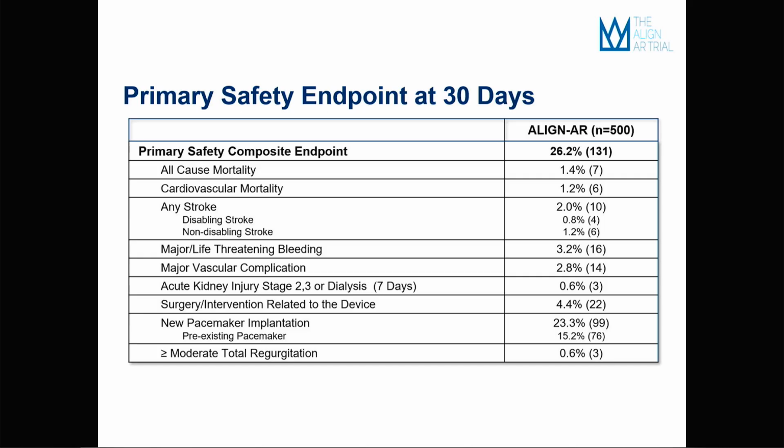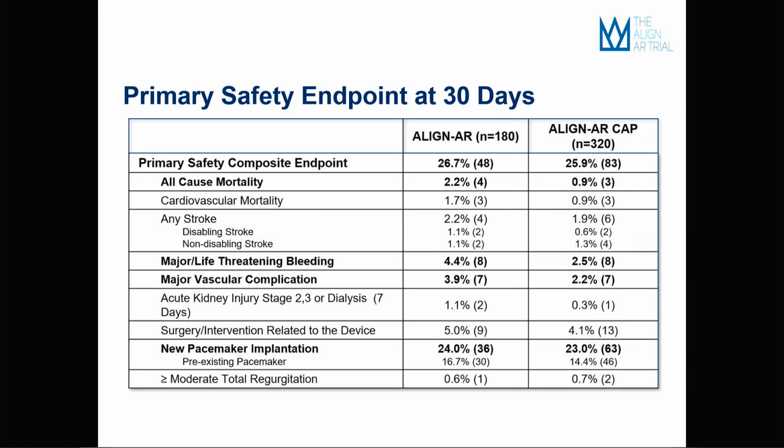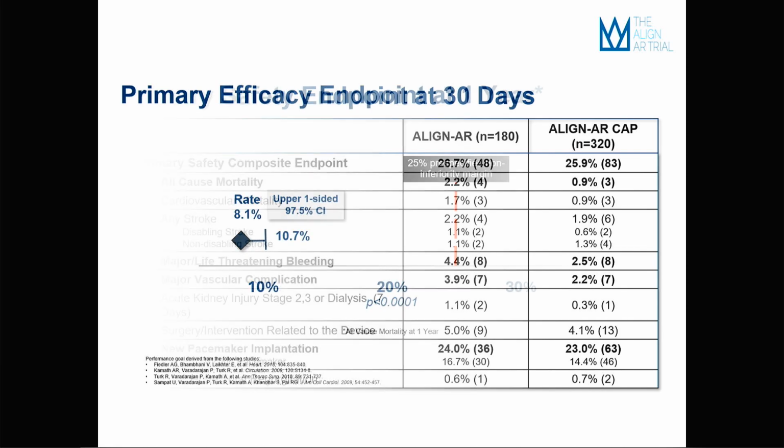I still think the biggest deficit for this valve is the pacemaker rate. You can see it did not drop very much, about to 23%. Again, near 0 moderate severe regurgitation rate. So overall, you can see when we break it down, the 320 patients actually have a less than 1% mortality. It is very hard to beat that, quite honestly, for high-risk patient population. So we've gone from 2.2 to 0.9. The pacemaker rate has stayed the same, about 24 to 23%.